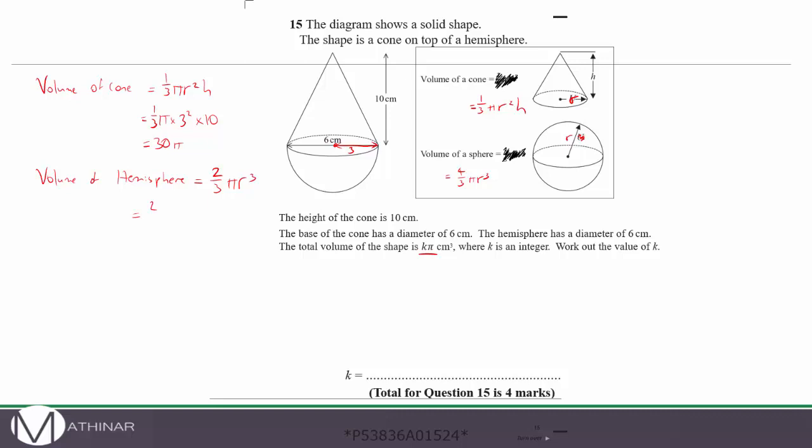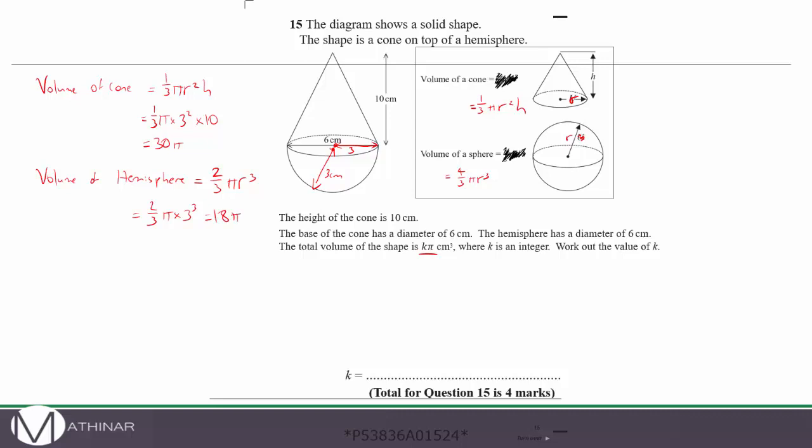And if we substitute in our values, so 2/3 pi, now r is the radius of this sphere, which is basically a distance from there to there, which is also 3 centimeters. So r is still 3, so 2/3 pi times 3 cubed. Now 3 cubed is 27. We divide that by 3, which is 9, times that by 2, which is 18, giving us 18 pi.